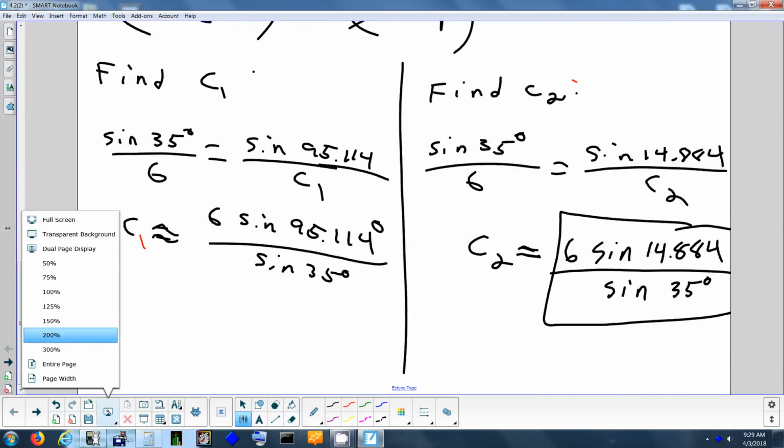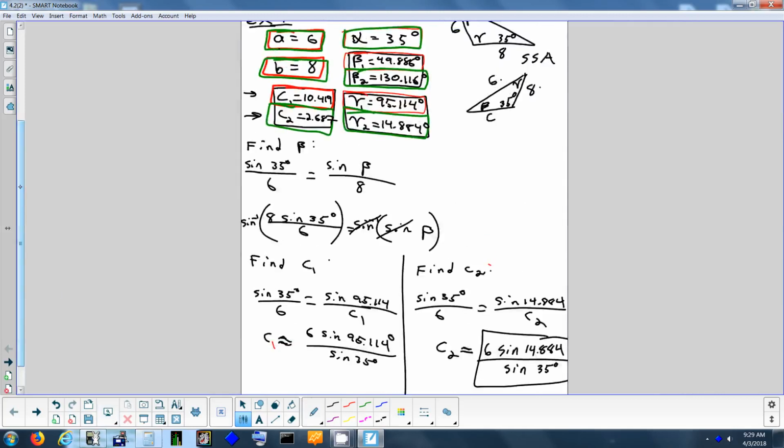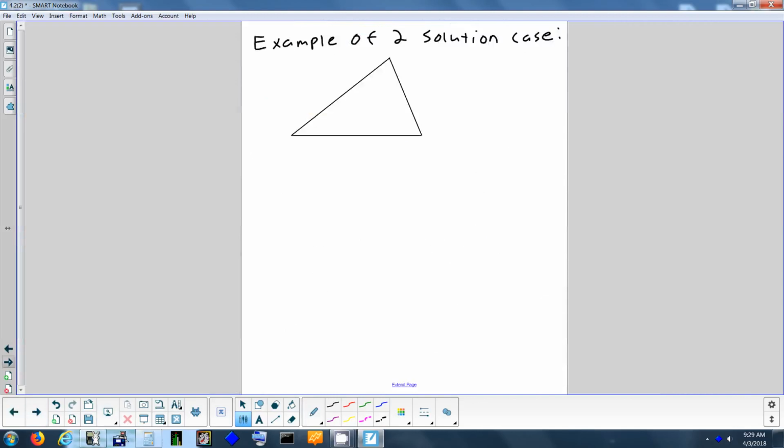Any other questions on that? Okay, so what I'm going to do is try to sketch out something that's a two-solution case, just to show you how that would look. I'm not really going to sketch anything specific. It's going to be kind of hard for you to do this in your notes, so really just watching it is probably the best idea.